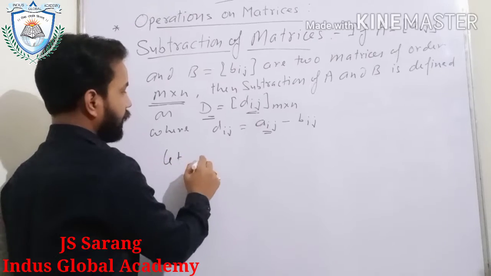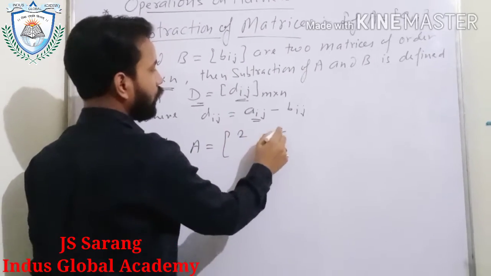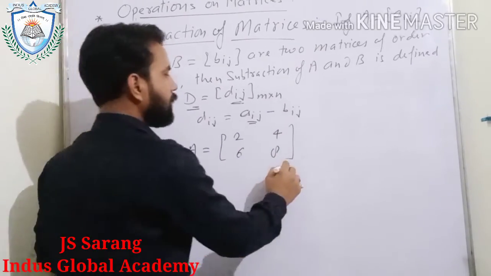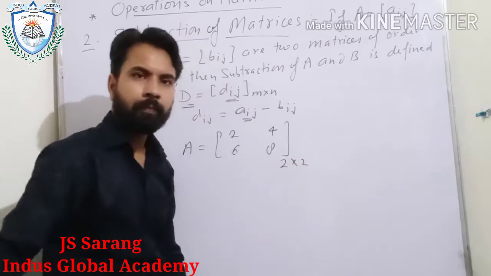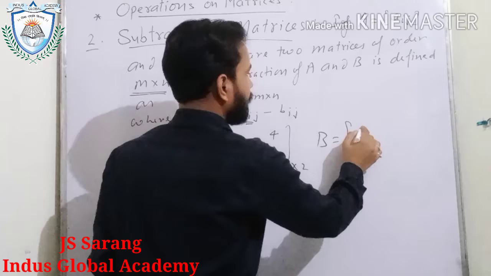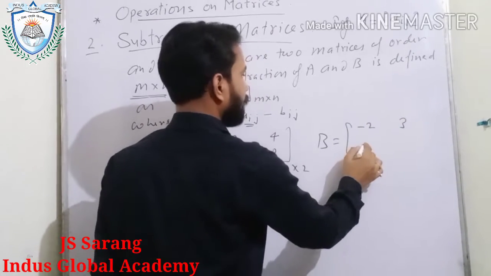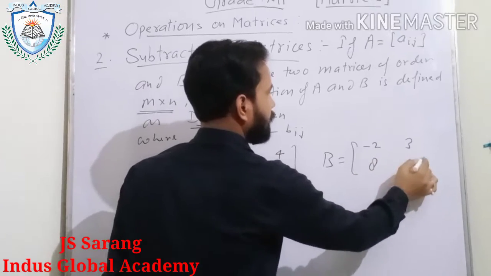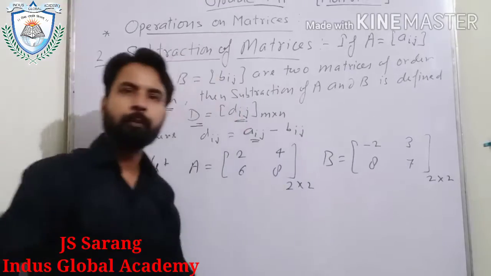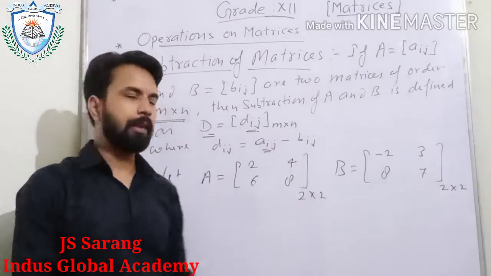Let there be a matrix A, 2, 4, 6 and 8. The order of this matrix is 2 by 2, and another matrix B, that is -2, 3, 8 and 7. The order of this matrix is also 2 by 2. Understood? Now we have to find the subtraction of A and B.